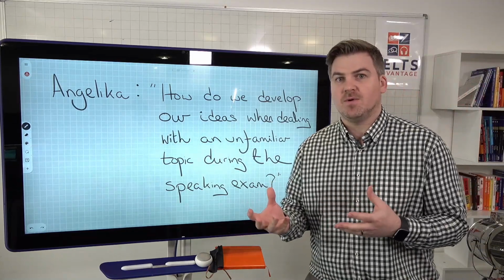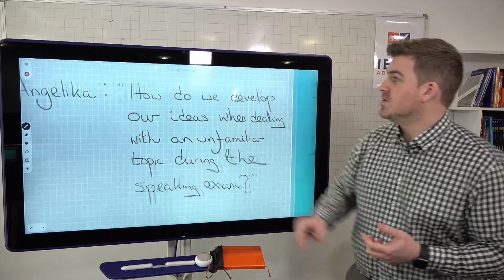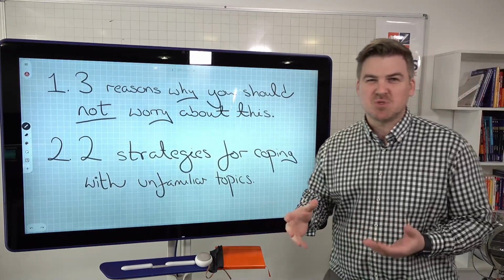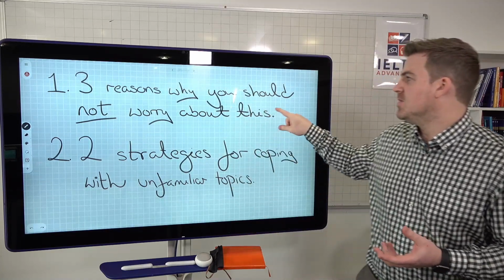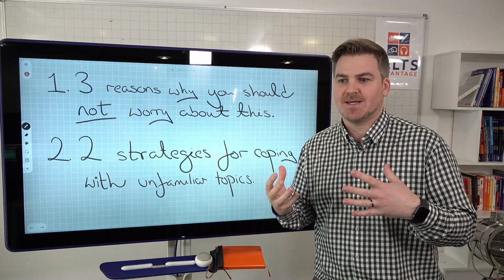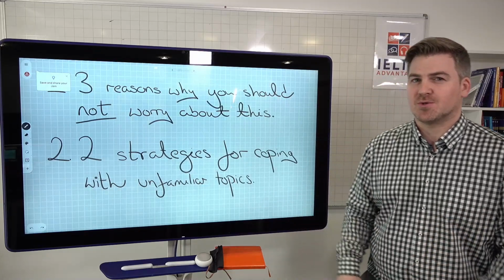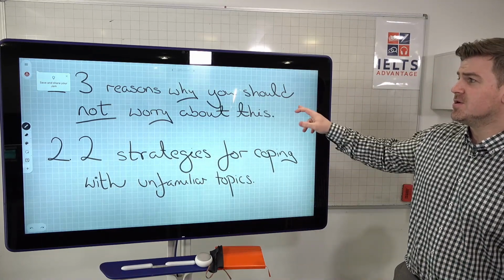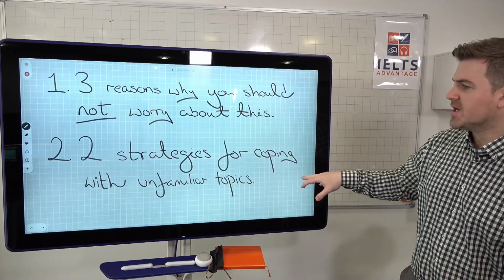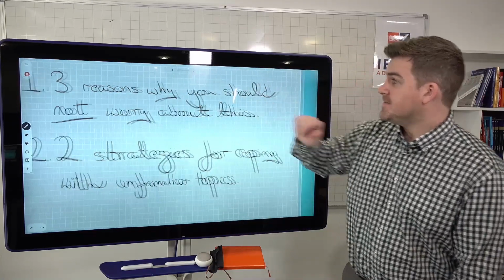So this is a very common fear that a lot of students have, so we're going to help you with this. What we're going to do is look at 3 reasons why you should not worry too much about this. The reason why we're including this one is a lot of people get very stressed about this, and that can seep into other parts of your performance and lower your score if you're really stressed out. So we're going to look at why this is not as big of a worry as you think it is, and then 2 strategies for coping with unfamiliar topics during the speaking test.